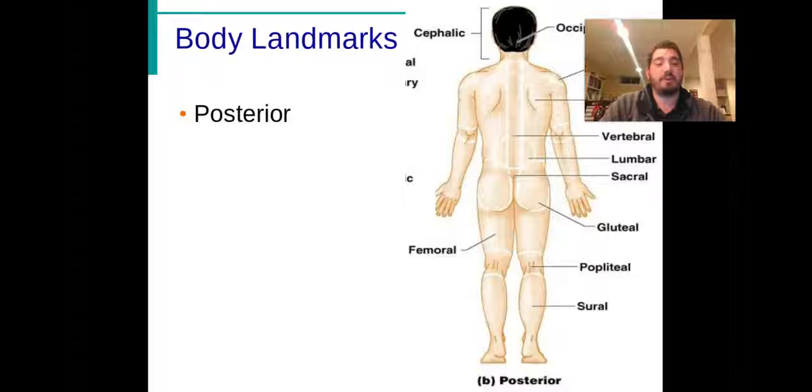And then some posterior landmarks, right? Gluteal, in the glutes, popliteal, behind the knee, sacral, by the sacrum spine, okay? Posterior, on the back, facing the back.